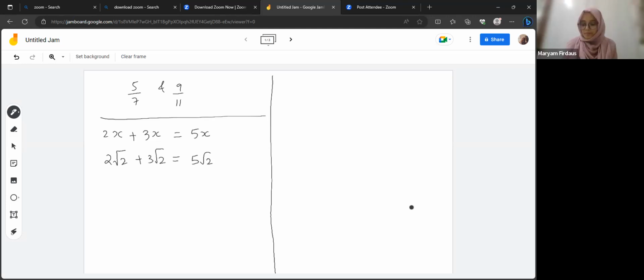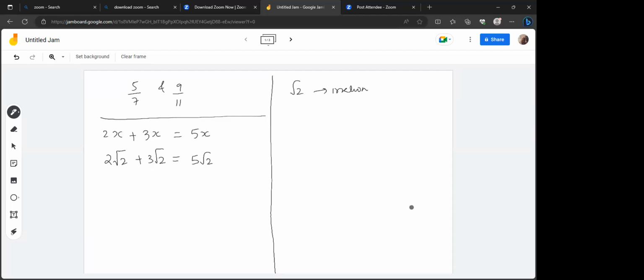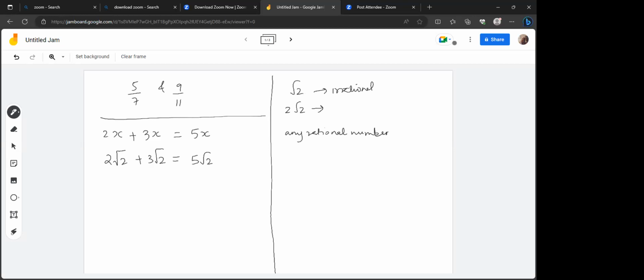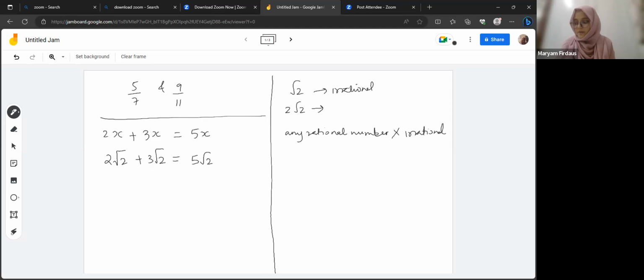Okay, so this is how we add two irrational numbers. So you see, root 2 is irrational, right? Similarly, 2 root 2 is also irrational. Any multiple of root 2 is going to be irrational. So any rational number multiplied with an irrational number gives you an irrational number.